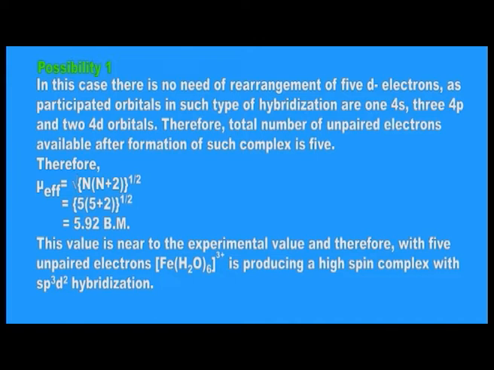Therefore, mu effective is equal to root under n into n plus 2 Bohr magneton, that is root under 5 into 5 plus 2 Bohr magneton, equal to 5.92 Bohr magneton. This value is very near to the experimental value, and therefore with 5 unpaired electrons, Fe(H2O)6 3+ is producing a high spin complex with sp3d2 hybridization. Similarly, you can apply the concept to different coordination compounds.